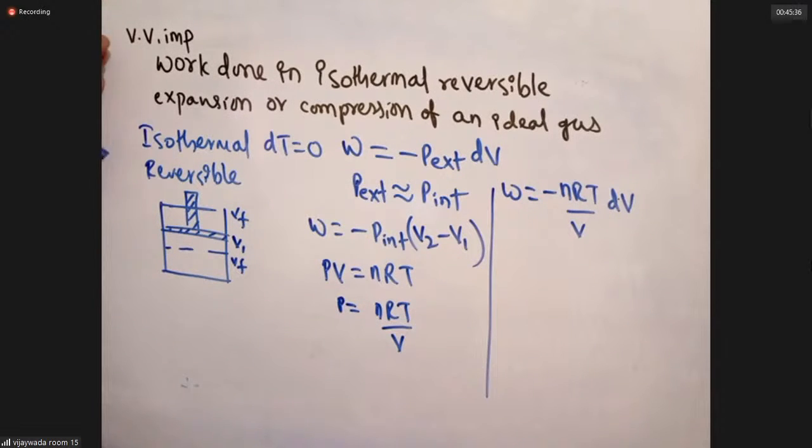I will explain again. Students, here question is, what is the work done in isothermal, reversible, expansion or compression of ideal gas? That is, for an ideal gas in an isothermal process, whether expansion or compression happens, how much work is done? So we are deriving a formula for that work now.